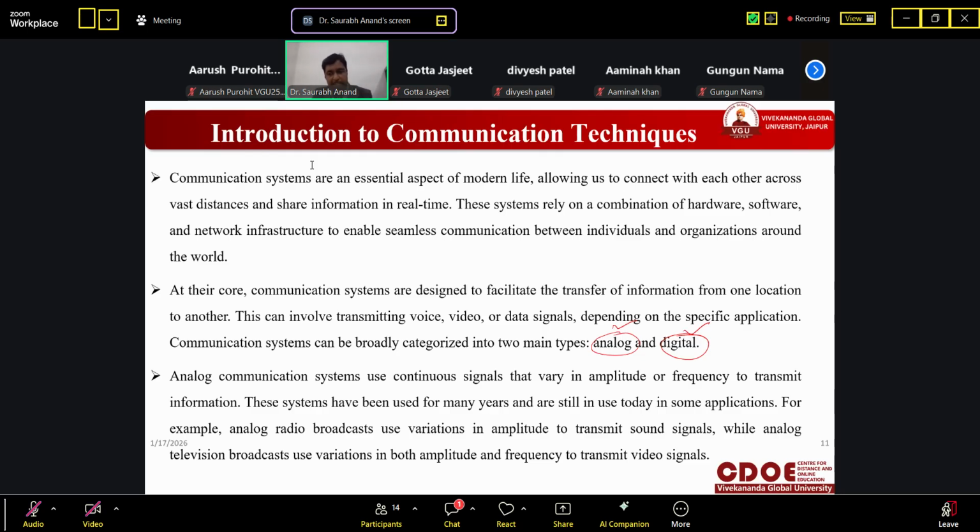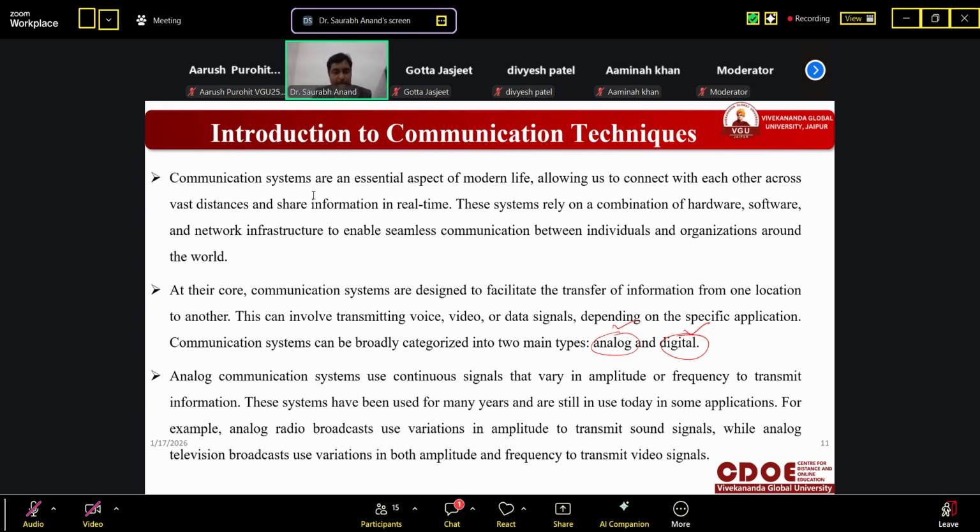So what is the basic technique that we use for transmitting information over a longer distance? As I told you yesterday, if the distance is very small, then we can communicate directly with any other person. Whatever I am saying, he is able to listen to. But when the distance increases, the ability to hear that information or signal becomes weaker. So we use a process so that it can travel a longer distance.